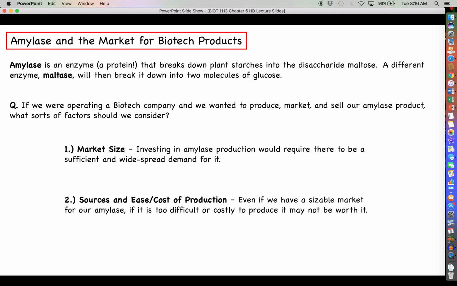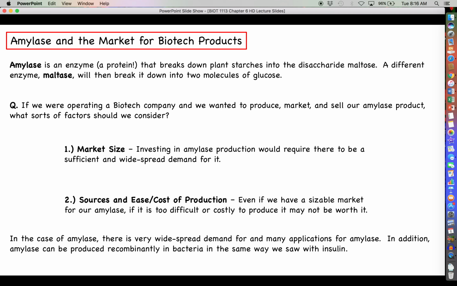So it's one thing to have a good sizable market for our amylase, but that may not end up mattering if it's too difficult or costly to produce it. So that is yet another thing for us to consider.